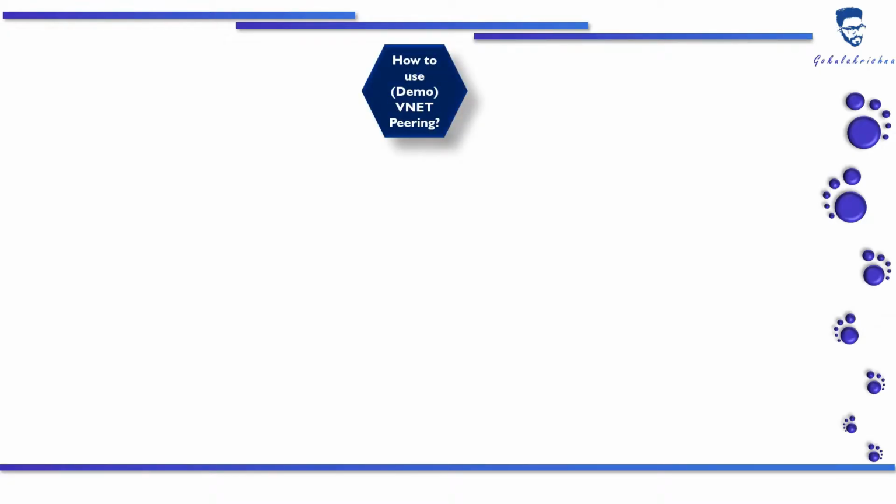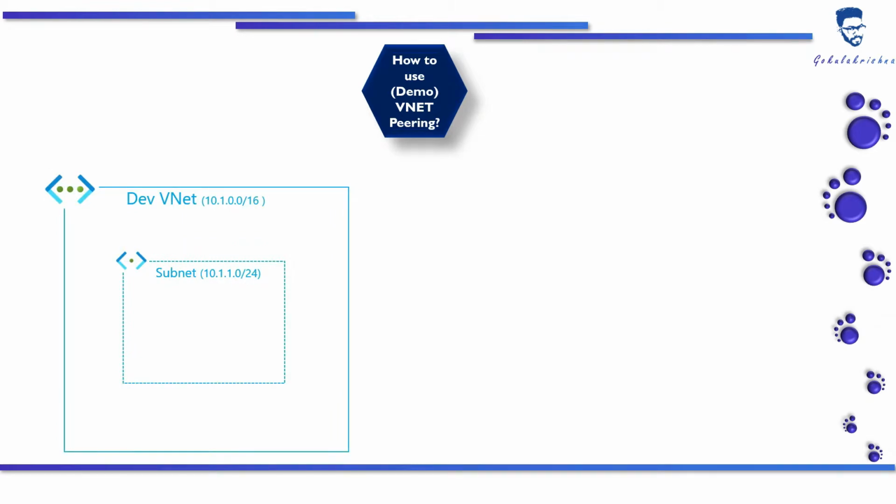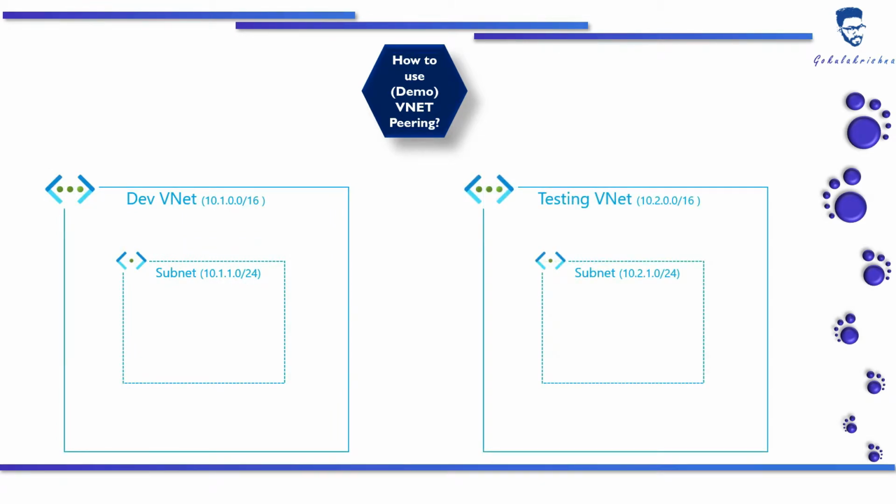How to use Vnet peering? First I am going to create dev Vnet and subnet, and then I am going to create testing Vnet and the subnet. After that I am going to create dev VM with public IP address, and then create testing VM without public address. I am going to create Vnet peering and check the connection between the Vnets and its VMs.